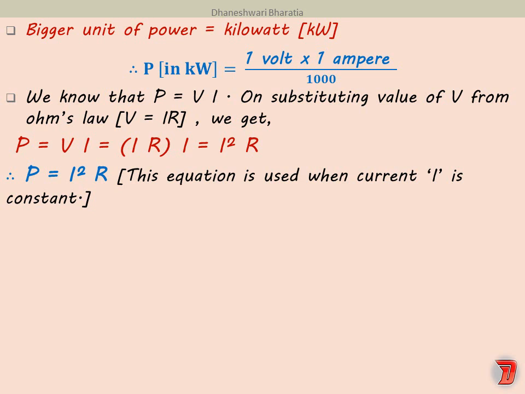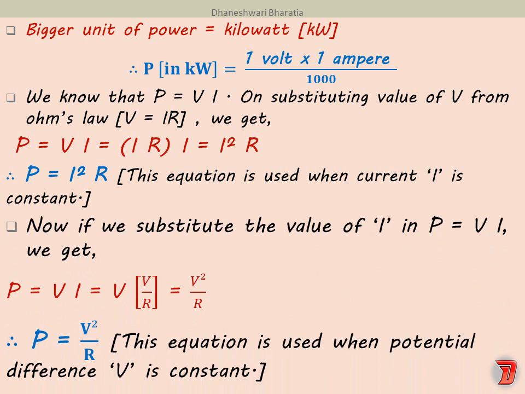Please recall that also, because such type of twists and turns will be there in your problem solving, that is, in your sums. Fine. And now if we substitute the value of I in P is equal to VI, here also we are going to use Ohm's law only. In the first one, that is P is equal to I square R, what did we do? We have substituted the value of V. Now in the second one we are going to substitute the value of I.